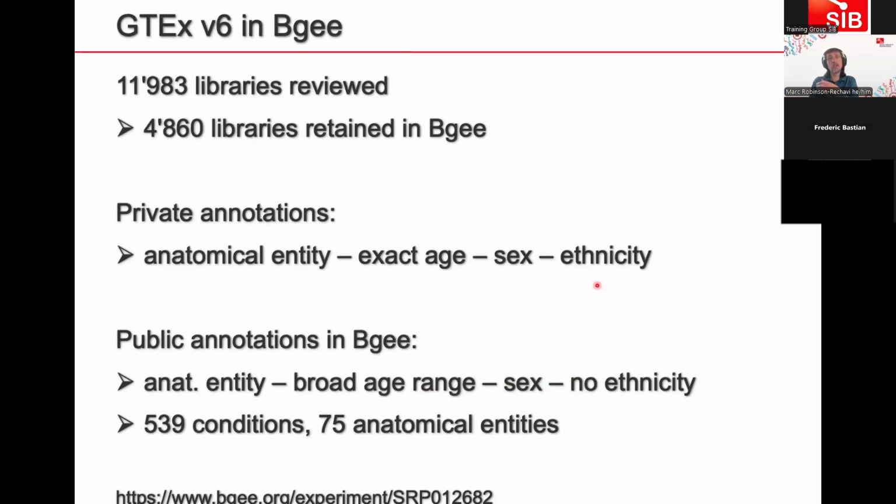And from this, we have all the information of the private annotations, which are partly confidential out of respect for the privacy of the people who gave the data. So we make public from this the anatomical entity, obviously, so the organ, not the exact age but an age range, the sex, and we cannot provide the ethnicity. So in the end, from all this work, we get 539 conditions, 75 anatomical entities, so organs, tissues, cell types. And you have a specific page here, the link, we'll share the slides afterwards, where you can find all the information on the GTEx data curated in Bgee.